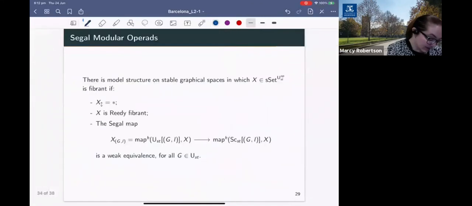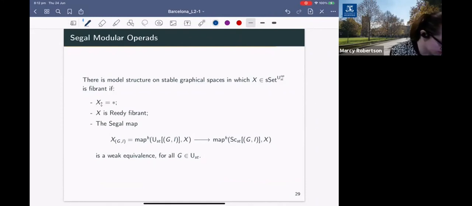And so you can define genus graded Siegel modular operads exactly as we did before, just by replacing the graphical category. So it's smaller, it's easier to work with if that's the thing that you're interested in.